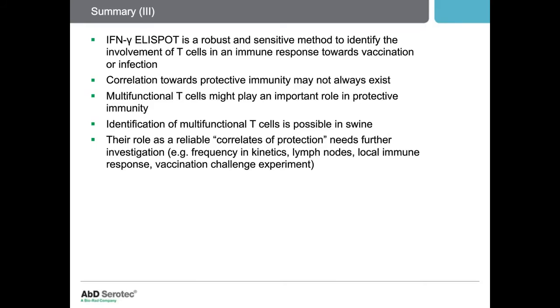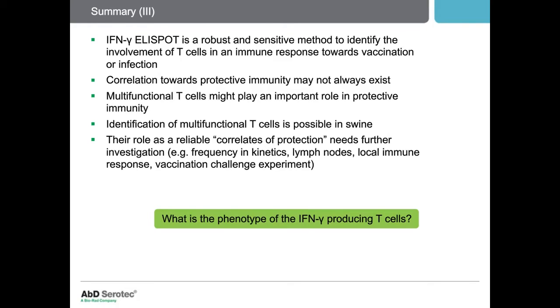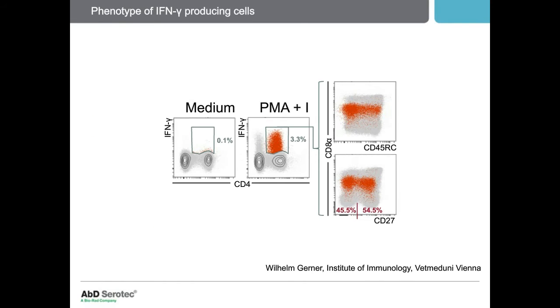Their role as reliable correlates of protection needs further investigation. And there's now the question: what is the phenotype of the interferon-gamma producing T cells? When we stimulate lymphocytes with PMA ionomycin and look for their interferon-gamma production, you can see that mostly CD4-positive T cells produce interferon-gamma. And when we further look for the phenotype of these interferon-gamma producing cells, most of them are CD45RC negative, and half of them are either CD27 positive or CD27 negative.